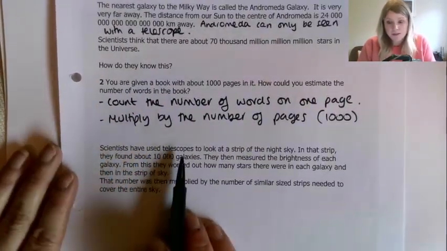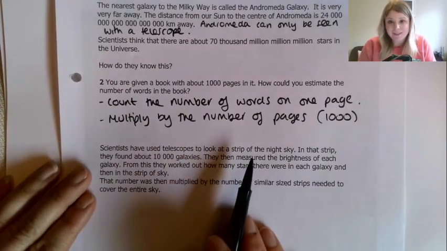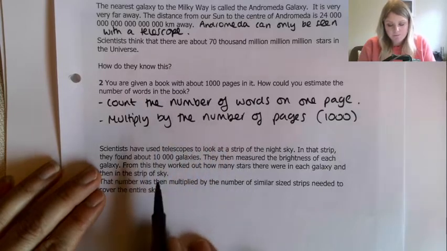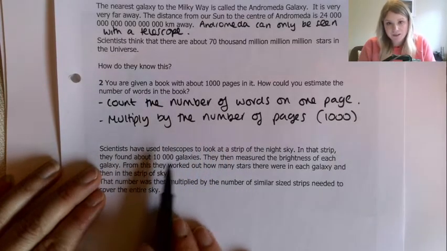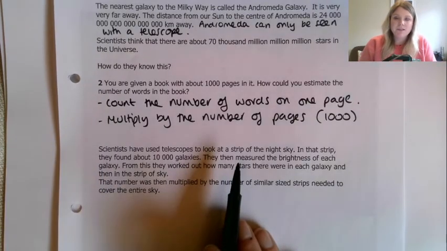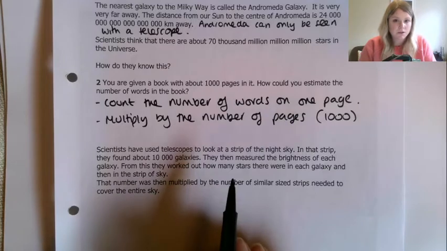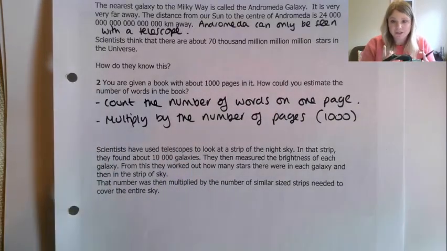So scientists have used telescopes to look at a strip of the night sky. In that strip, they found about 10,000 galaxies. Then they were able to measure the brightness of each galaxy, and from that they're able to work out how many stars there are in each galaxy. So the brighter a galaxy is, the more stars there's going to be in it. There's more light being emitted.